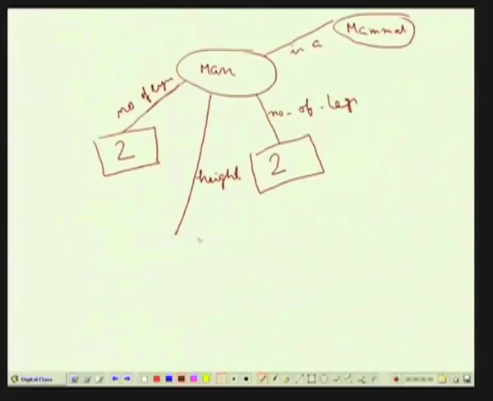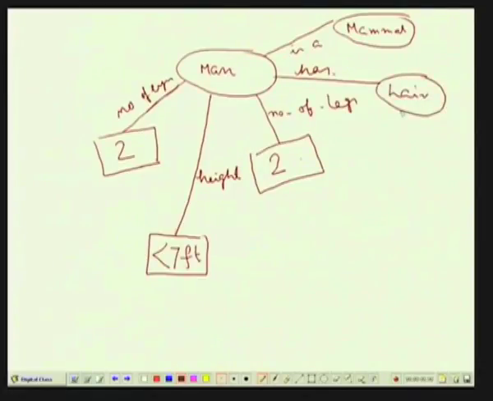Now, I can say height is less than 7 feet, which is rather common. In that way, I can have different types of nodes, you see. This is one type of node that is representing a concept. There can be nodes which are representing values as well, like these. All these together are giving me some statements. Man has hair here, and here is a type of skin.